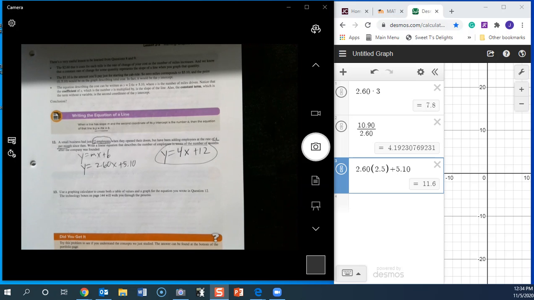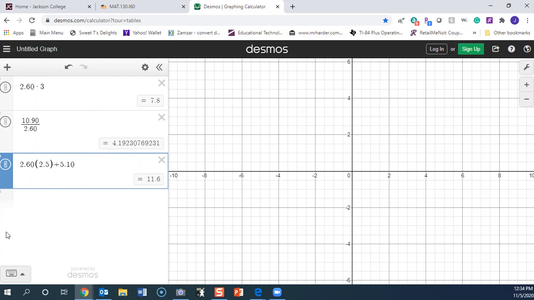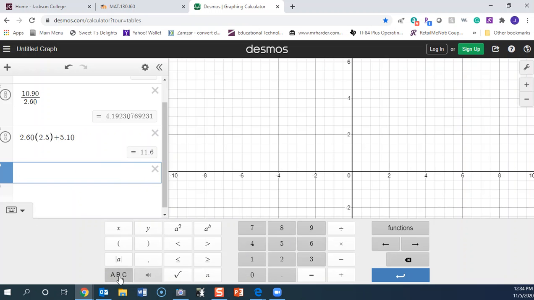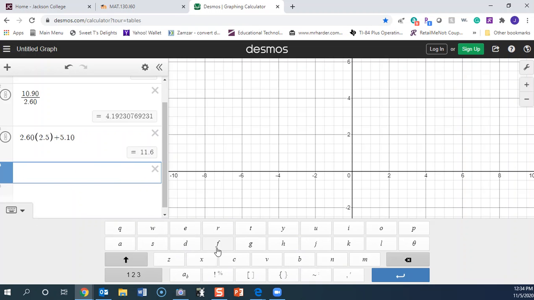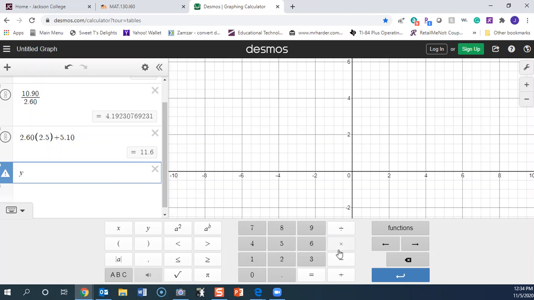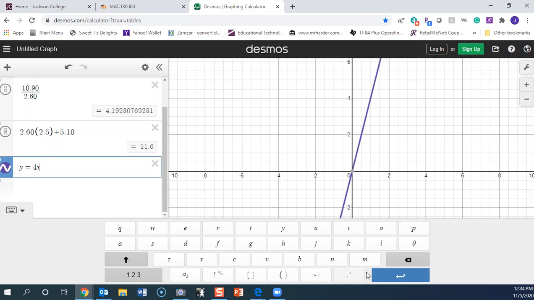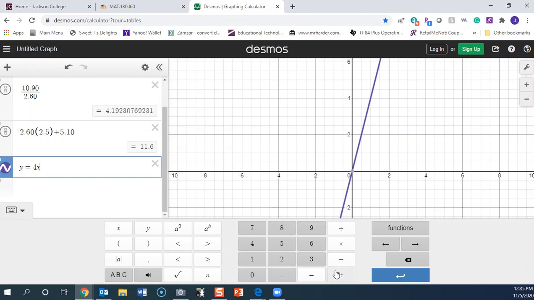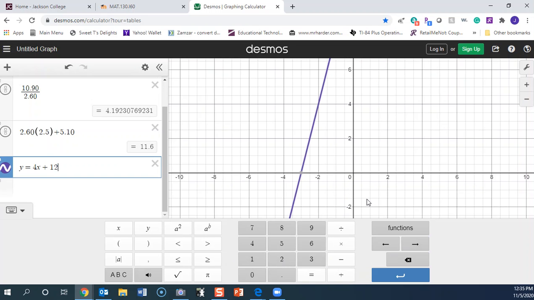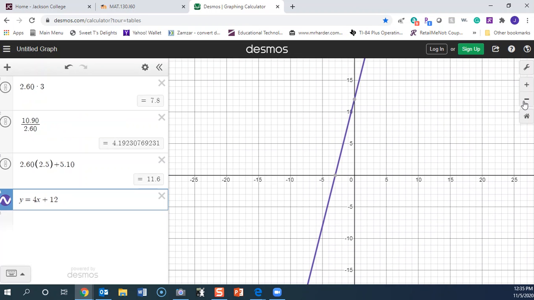Now, on Desmos, I want to show you how to do this, but I need to expand this screen. What we would do here, we would type in the equation. We would have y is equal to, and you could type this on your computer's keyboard, y is equal to 4x plus 12. Okay, now we could zoom in so we can see this graph here. Okay, so we see the graph.